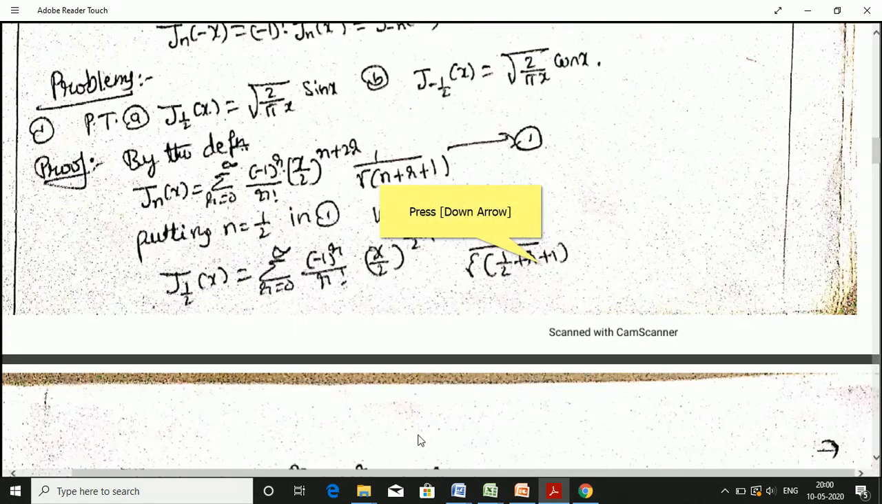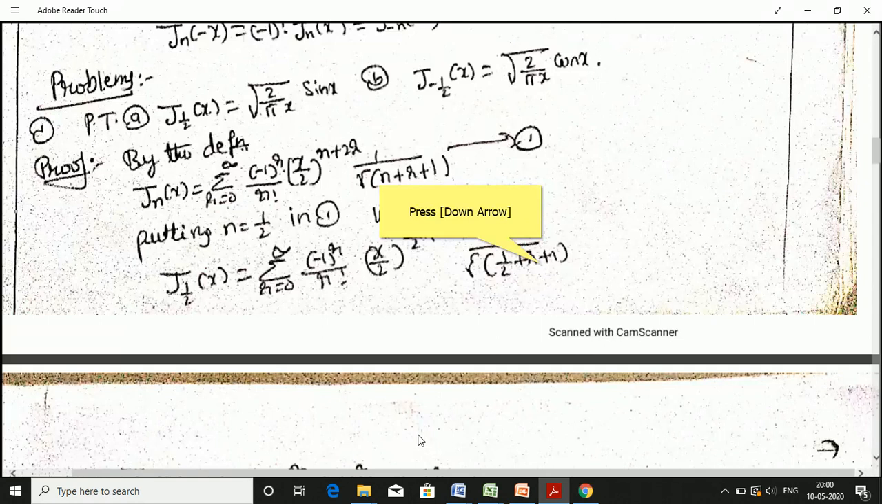Among those two properties, one property definitely they are asking in the examination. Please learn both. First problem, prove that J half of x is equal to square root of 2 by pi x into sin x. Second problem is prove that j minus half of x is equal to square root of 2 by pi x into cos x.